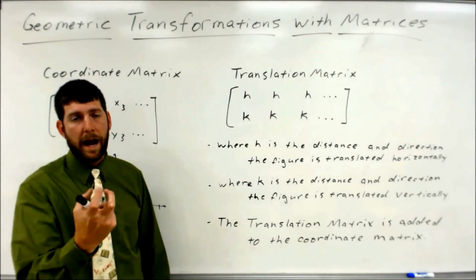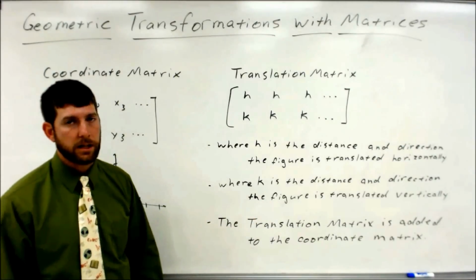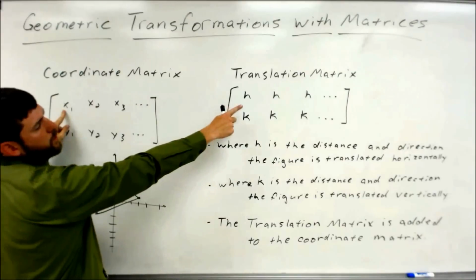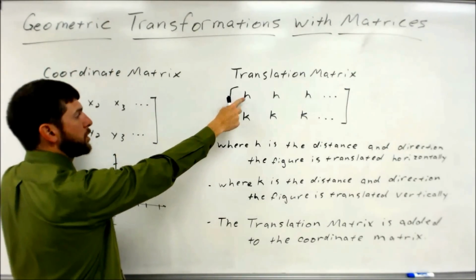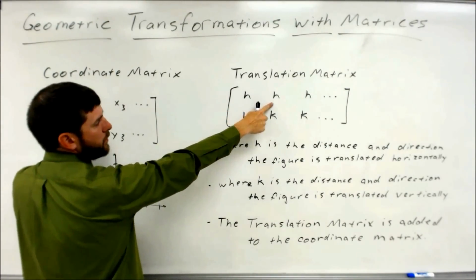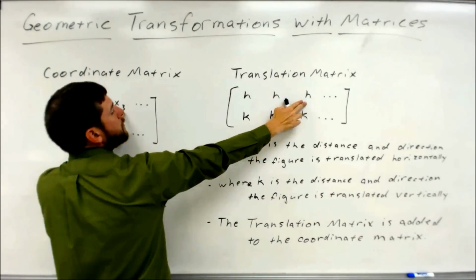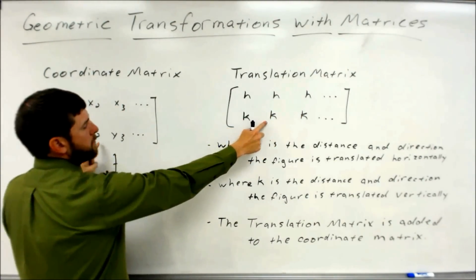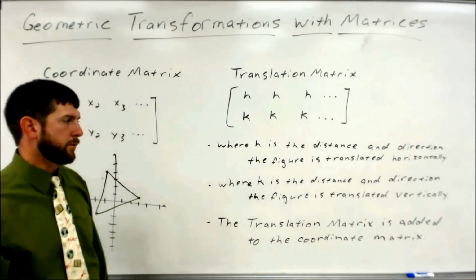Now remember, when we add matrices, and that's what translating is, we just combine corresponding entries. So this first x coordinate is going to get increased. It gets moved over this far. The second one will get moved over the same amount, the third one will get moved over the same amount, and so on. The y's will get moved up the same amount as we go through.